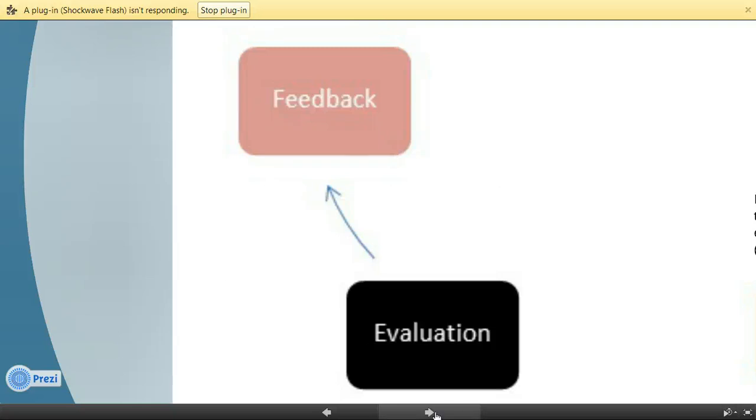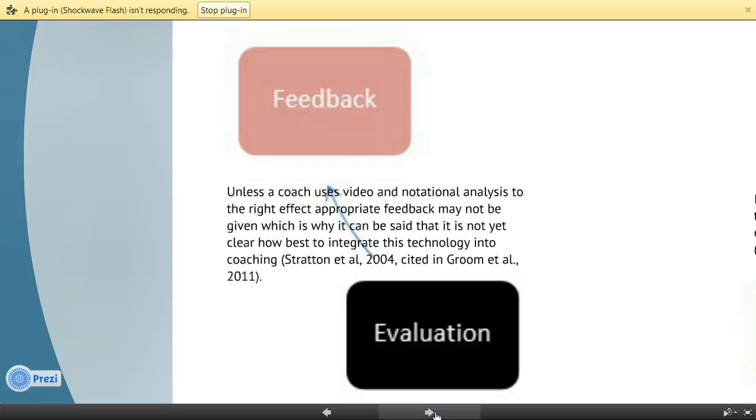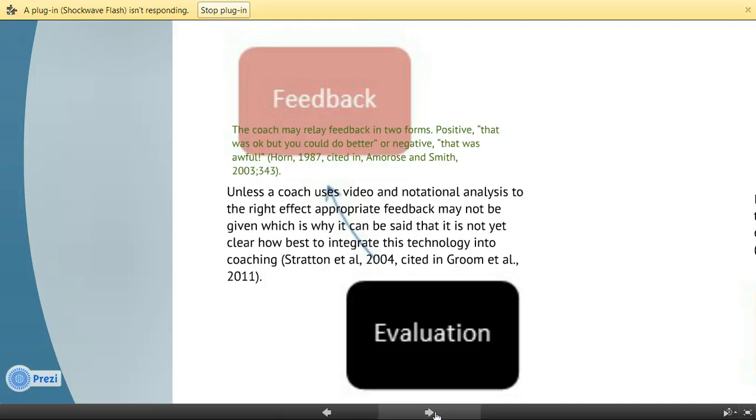The results of the notational analysis of Tottenham's passes were evaluated, and it is decided that Tottenham need to increase the percentage of successful passes to best their chances of scoring and reaching their outcome goal of winning games. This kind of evaluation of the analysis could be relayed to Tottenham by their coach in the form of positive or negative feedback. However, we have to consider the limitation discovered by Stratton et al., that if video analysis is misconceived or used to the wrong effect, inappropriate feedback may be given.